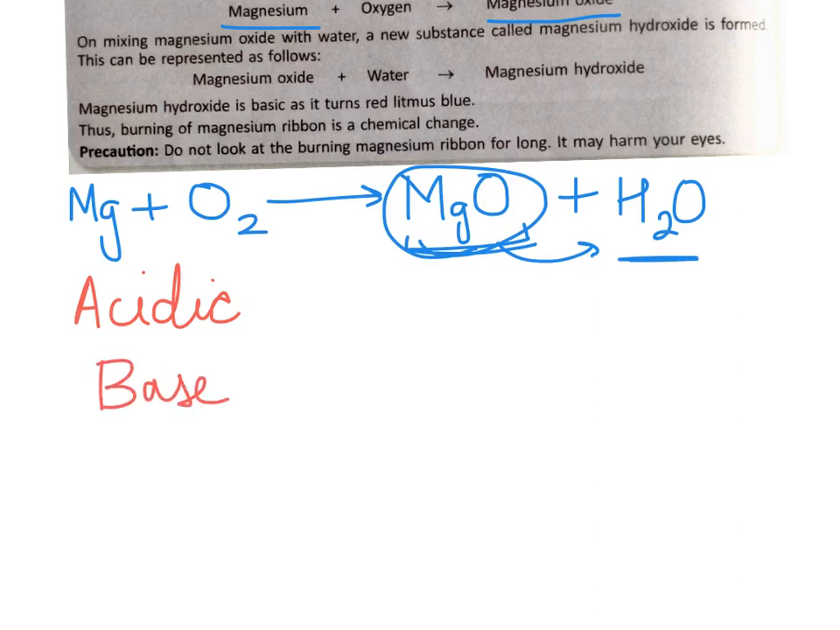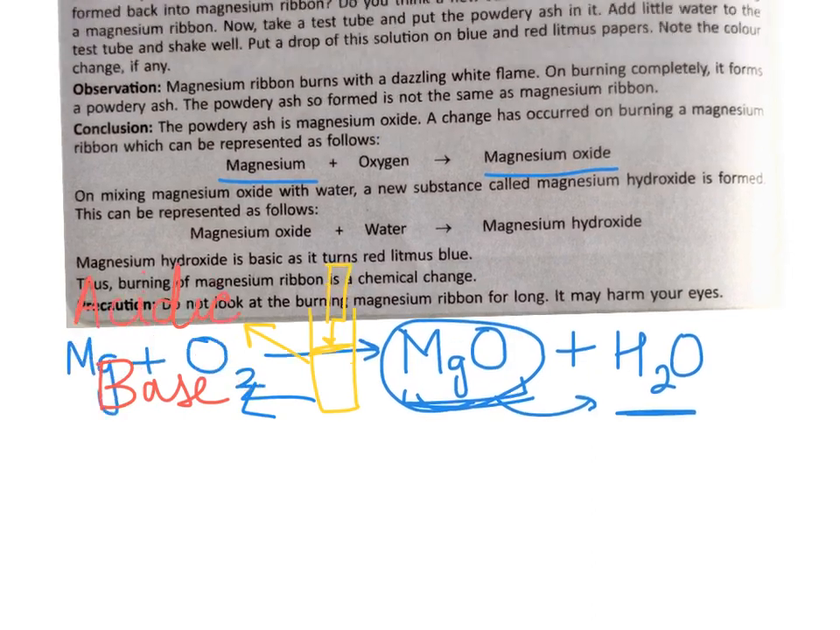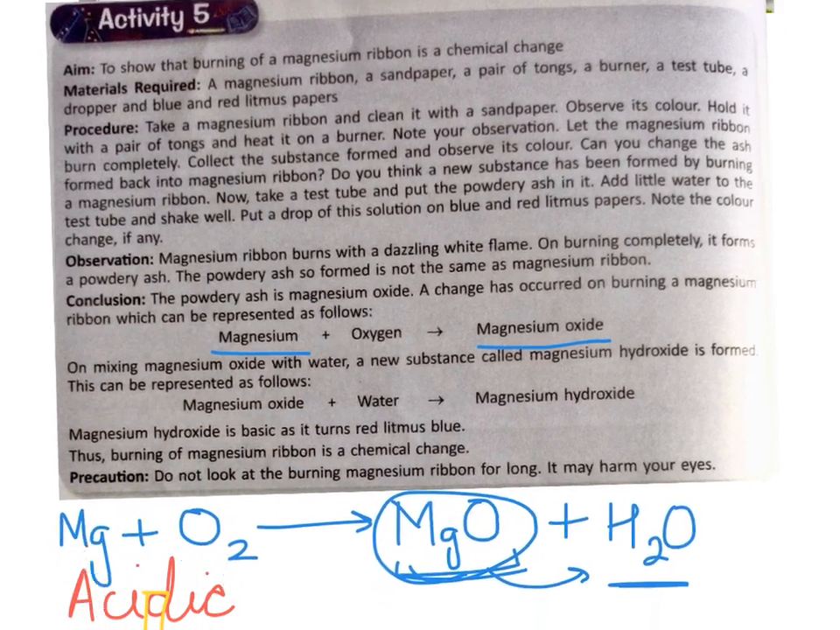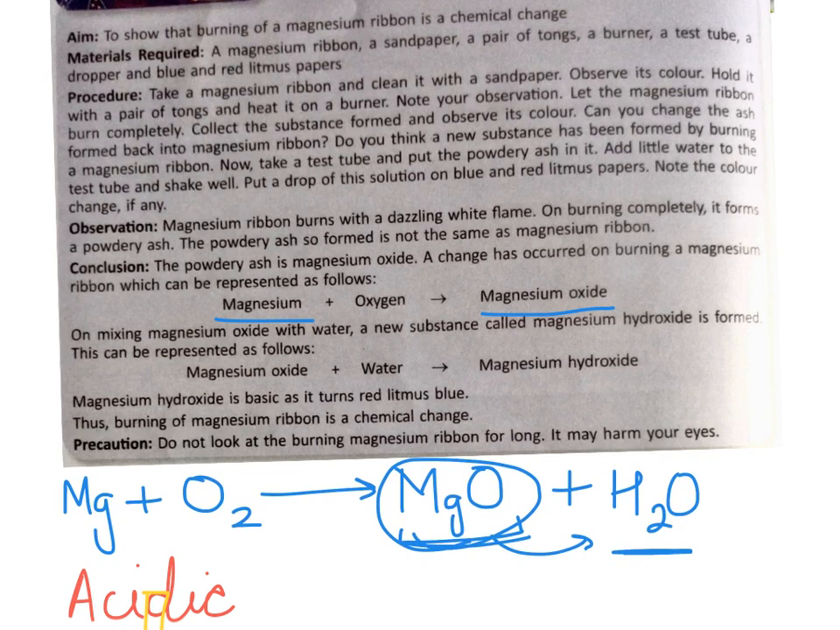In this section, all you have to remember is, if you take a solution and put litmus paper in it, if it turns red, it is acidic in nature. If it turns blue, it is basic in nature. So all you need to know right now is this much. So we'll just check whether this magnesium hydroxide is acidic or basic in nature. So let's proceed.